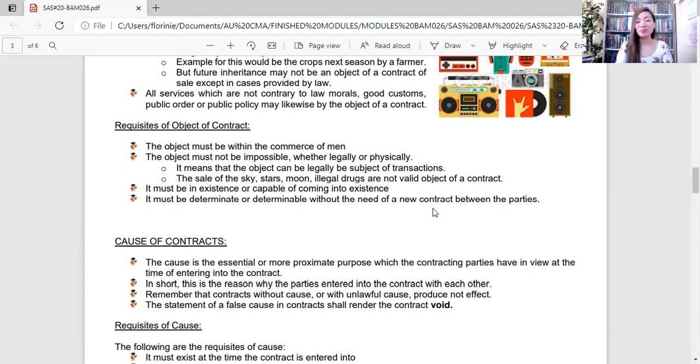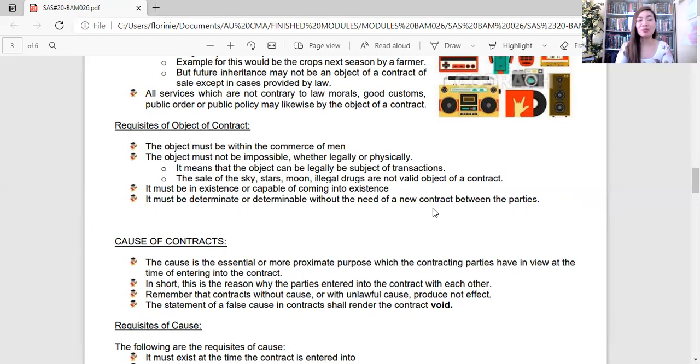O kaya naman, pwede rin kasi na yung obligation to do, tapos may condition, na ibibigay ko sa'yo itong lotion na to kapag, halimbawa, nakapunta ka sa moon. Malabo naman yan. So, these are not valid objects of contract.